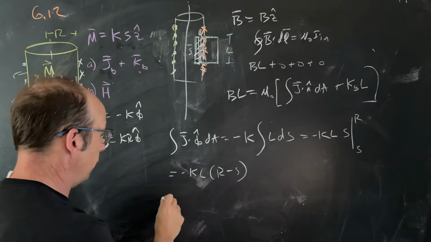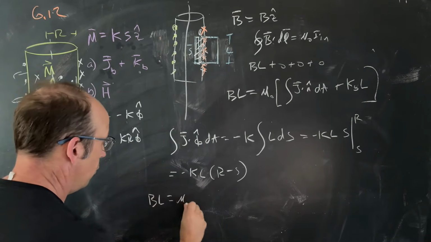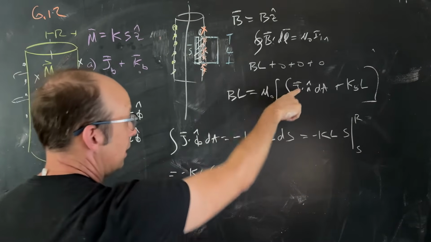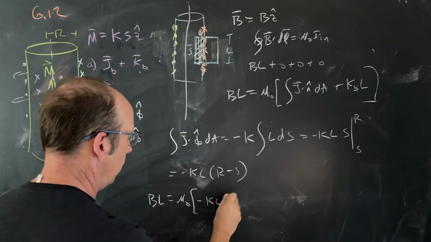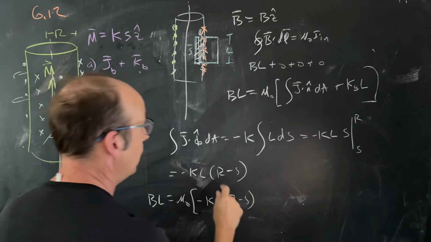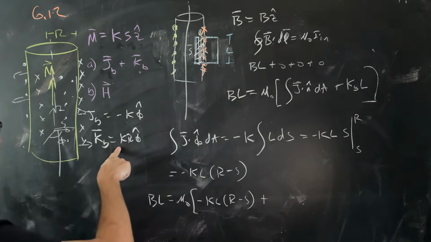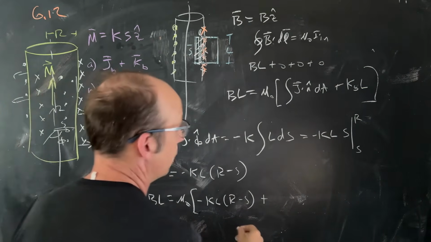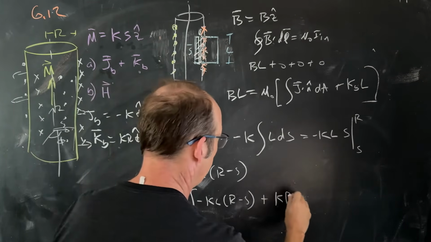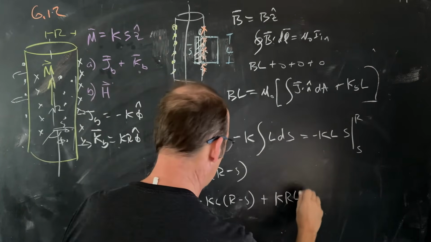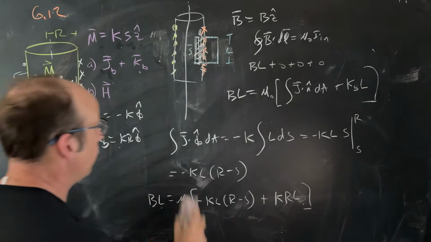So now if I put this all together, I get BL is mu naught times this integral right here, which is negative KL (R minus s). And then I have that plus K_b. K_b is KR, that's the constant K times R times L. Now I can divide both sides by L. The L's all cancel.